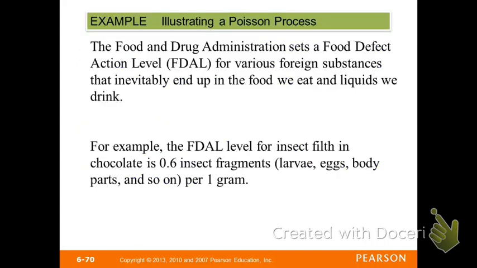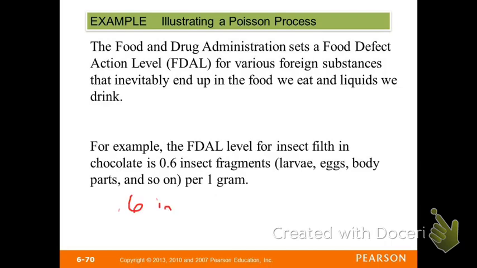Okay, let's start with the problem. So the FDA sets a food defect action level, FDAL, for various foreign substances that inevitably end up in the food that we eat and the liquids that we drink. For example, the FDAL level for insect filth in chocolate, kind of a gross question, is 0.6 insect fragments per 1 gram. So the first thing I do when I read these kind of problems is I write important information.